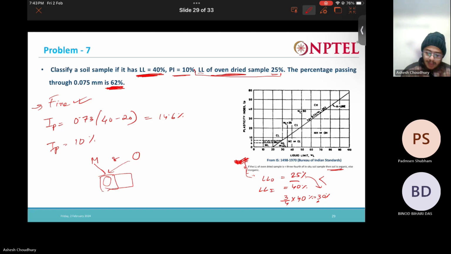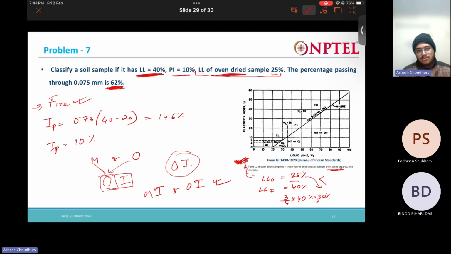Okay. Now you have to identify the suffix. Tell me the correct suffix, what will it be? Liquid limit is 40%. It is going to be I. It is going to be OI. So even if this question comes and you write MI or OI, it is going to be correct.